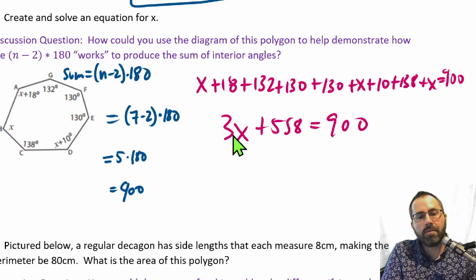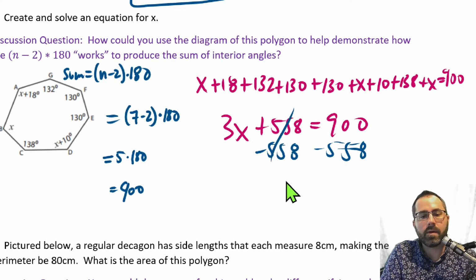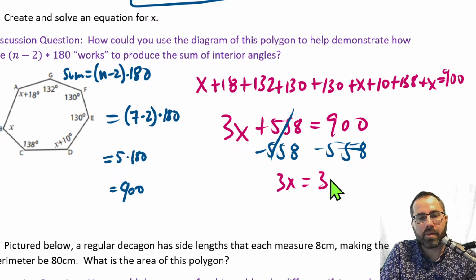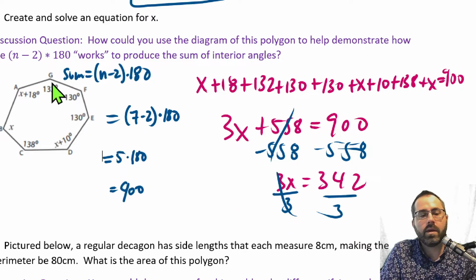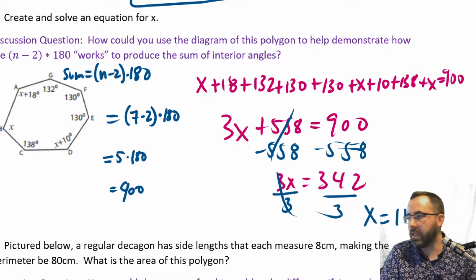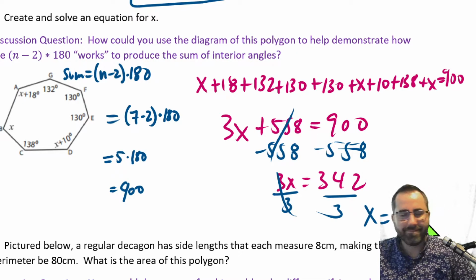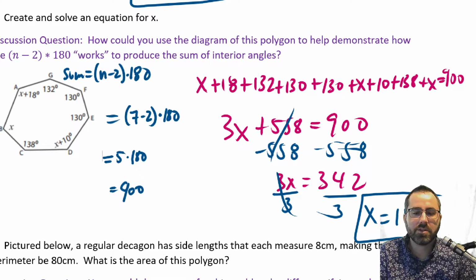So hopefully this is really simple. We subtract 558 on both sides, and we're going to see that 3x equals 342, and then of course we divide by 3, and we get x equals 117. Okay, cool. x is 117.